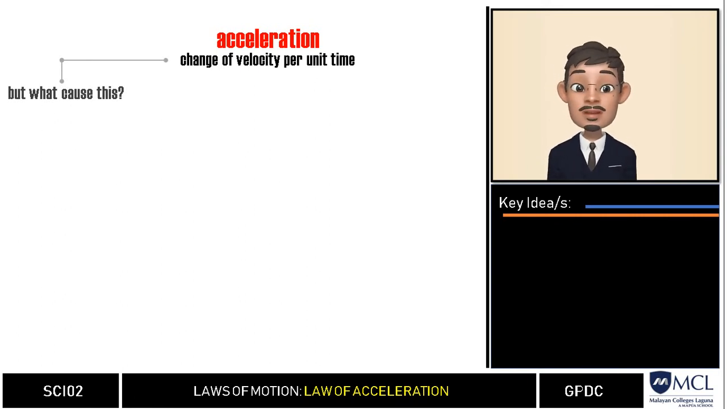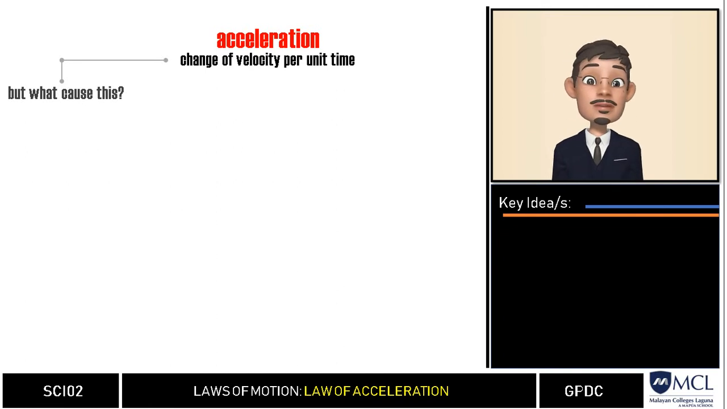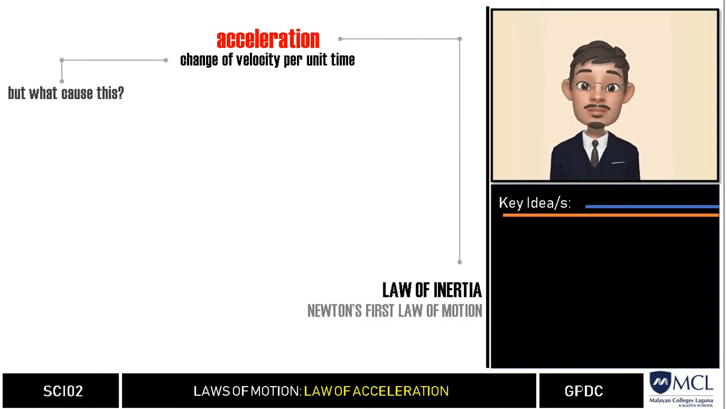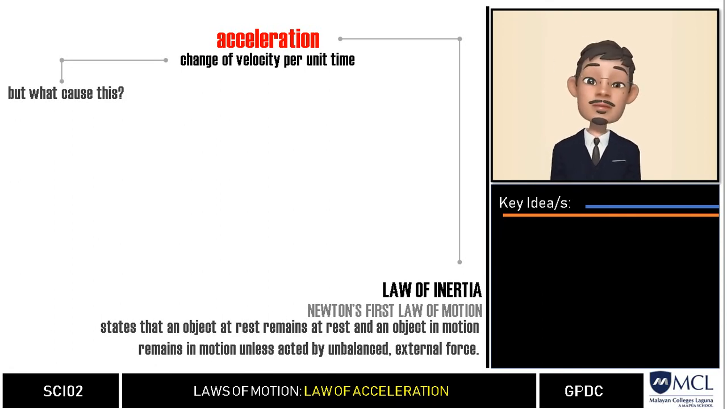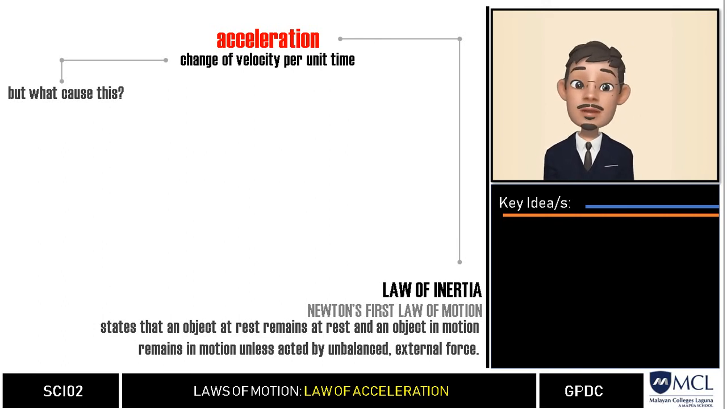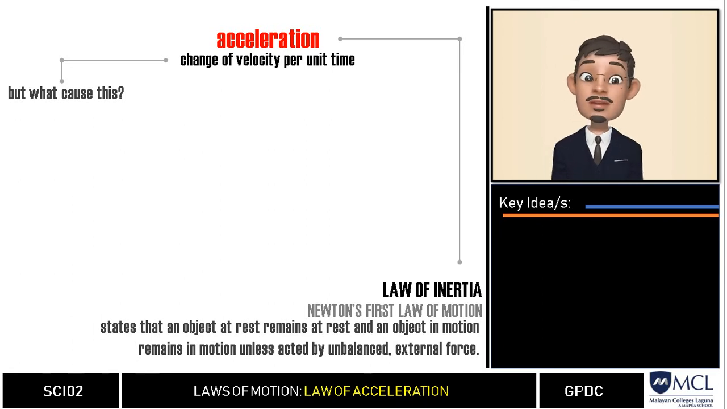To answer this, let us relate the concept of acceleration to the first law of motion we discussed previously. Again, Newton's first law states that an object traveling in a straight line remains at constant velocity unless acted upon by an external unbalanced force. It is safe to say then that if an external unbalanced force is required to produce a change in velocity, then an external unbalanced force causes acceleration, right?